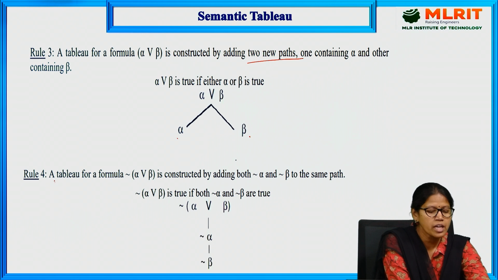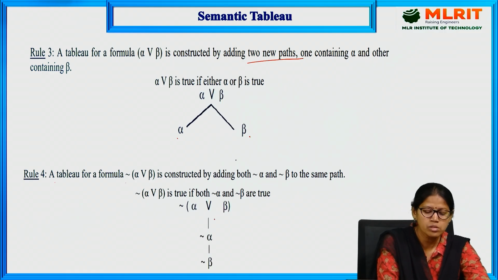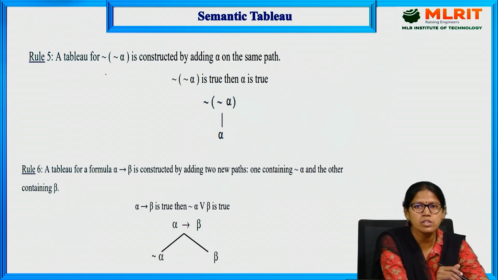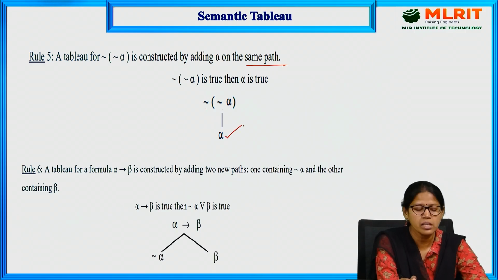Next, a tableau for the formula negation of alpha or beta. Then it will be negation alpha and negation beta. It is an AND, so it is a single path: negation alpha and negation beta. Next, rule 5, negation of negation alpha. Then it is alpha, that is a single path only. So, on the same path, negation of negation alpha leads to alpha.